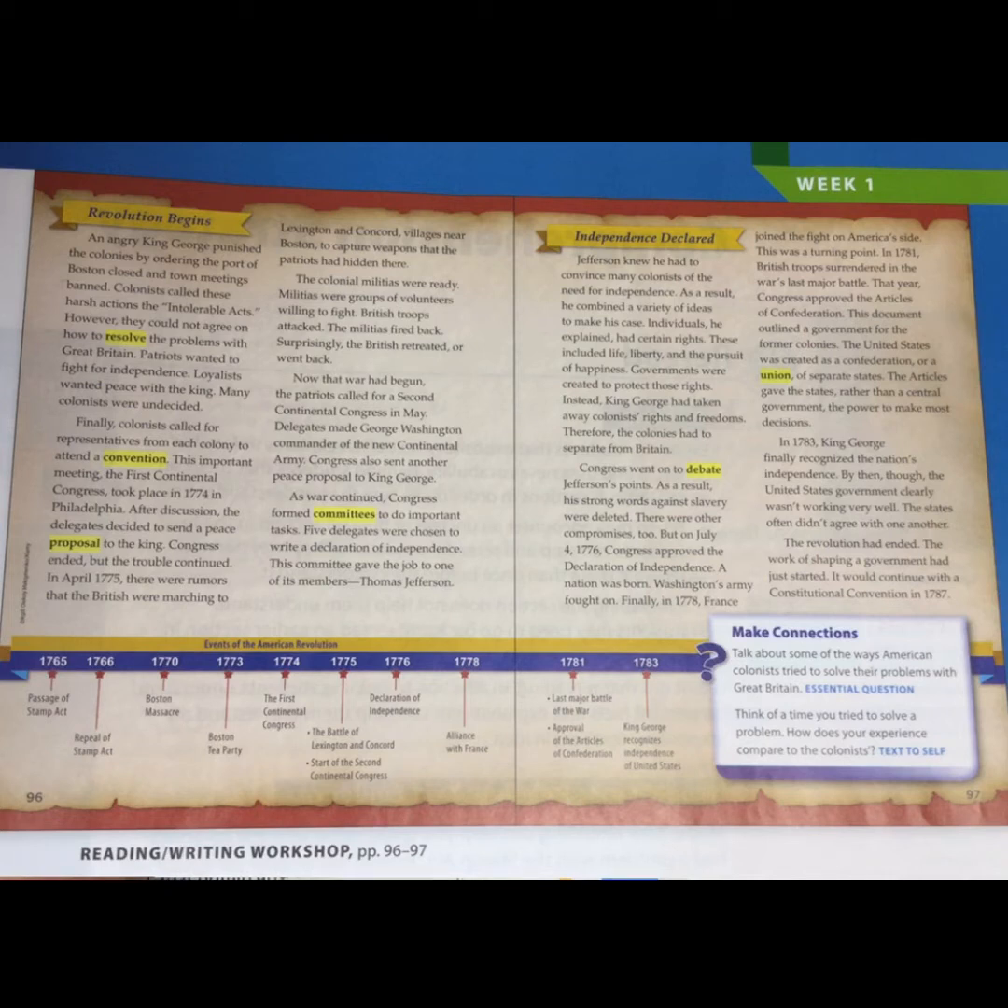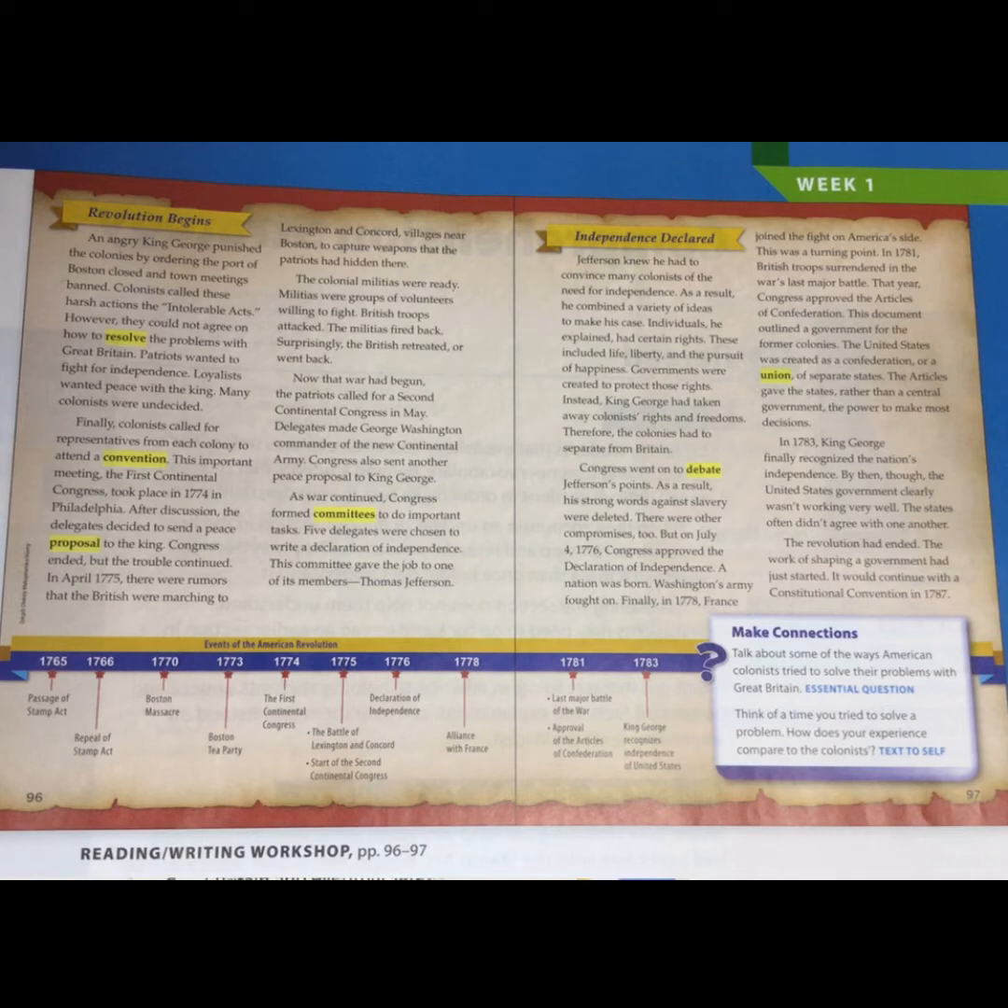In April of 1775, there were rumors that the British were marching to Lexington and Concord, villages near Boston, to capture weapons that the Patriots had hidden there. The colonial militias were ready. Militias were groups of volunteers willing to fight. British troops attacked. The militias fired back. Surprisingly, the British retreated, or went back.